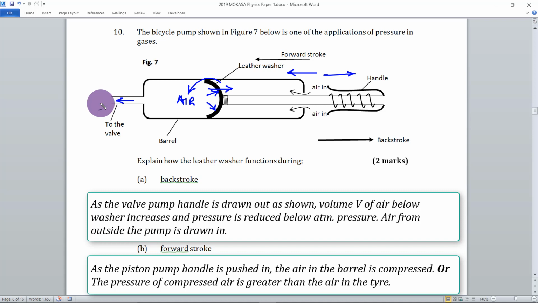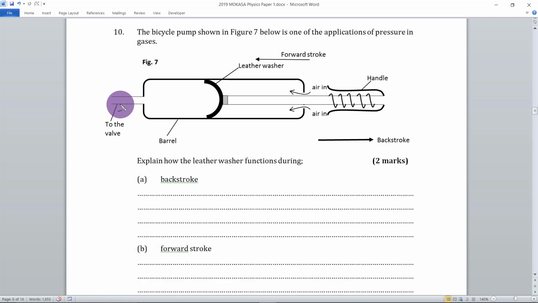So during backstroke, the washer is going to collapse, allowing air to move into this region. It is shaped in such a way that the higher atmospheric pressure tends to make it more curved, and when it is more curved, it leaves a space between its outer surface and the surface of the barrel, and therefore air enters into this region. During the forward stroke, it is shaped in such a way that the high pressure here tends to make it press firmly against the walls of the barrel, and therefore air cannot escape back into this region. It can only escape via the valve, and therefore it moves into the tube. Now let's look at question 11.